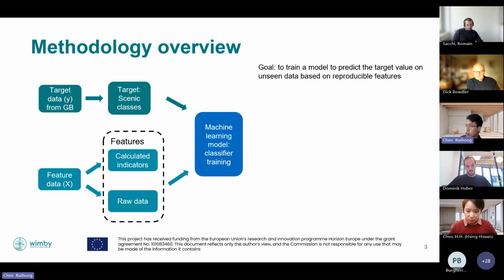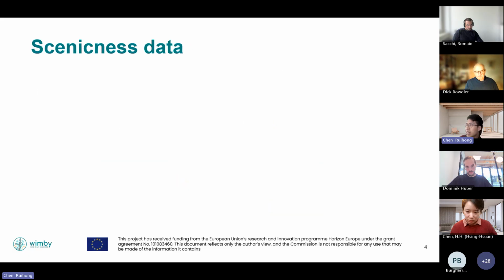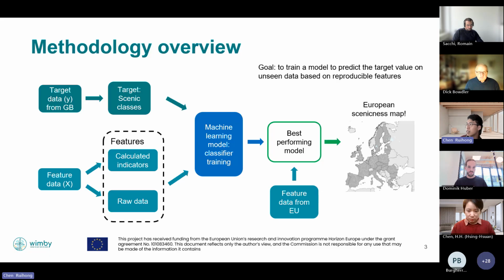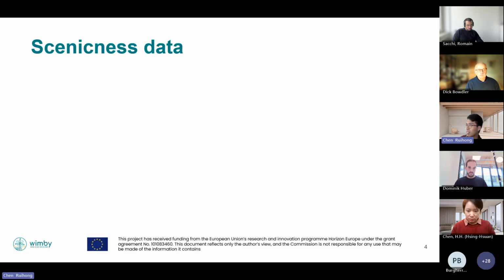And after training, obviously we need to evaluate the performance of the model. And after picking the best performing one, we feed in all these reproducible features across other EU countries, and then we get a European scenicness map. So simple. And now I'll give you a short introduction of the scenicness data that we use.